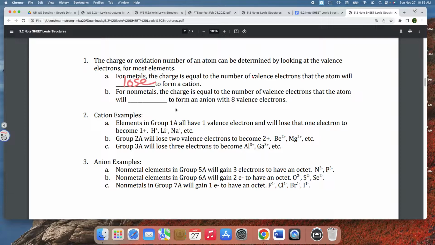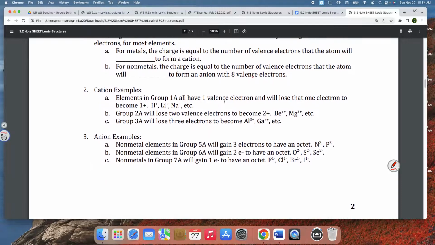And for nonmetals, the charge is equal to the number of valence electrons the atom will gain to form an anion with 8 valence electrons. So the nonmetals gain negativity and they become anions. The metals lose electrons and they become positive. So the metals actually lose their electrons and the nonmetals will gain them. And they share electrons such that they, for the most part, manage to get 8 valence electrons either in their outer shell, or they will lose some such that their next inner shell will have 8 valence electrons.